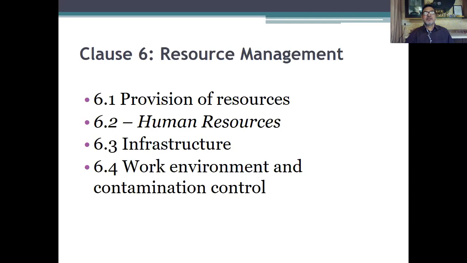6.3, infrastructure. The infrastructure includes buildings, workspace, equipment, process equipment, which could be hardware and software, and support services. Many requirements for infrastructure can be included in legislation. 6.4, work environment and contamination control. 6.4.1, work environment, working conditions. For example, humidity, noise, light, temperature, vibration, etc., are also in most cases defined by the legislation.